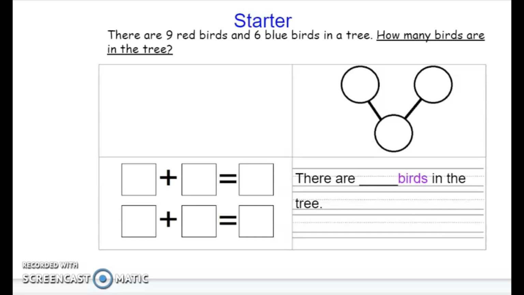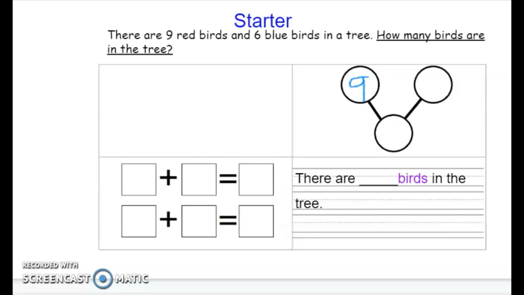There are 9 red birds. Great. Do you think this is going to be a part or a whole, based on what we thought about the question? Great job. 9 is going to be a part. So let's go ahead and fill that into our number bond. Let's also go ahead and draw that out in our picture box. Remember, we are going to set up 9 using 5 groups. So let's go ahead and do that.